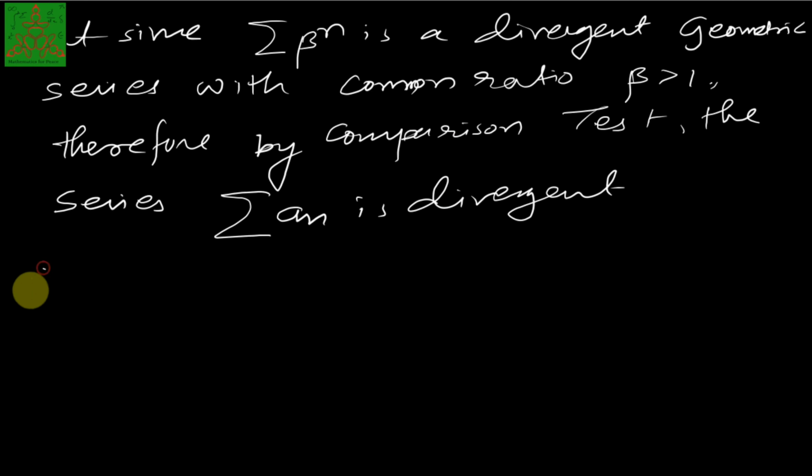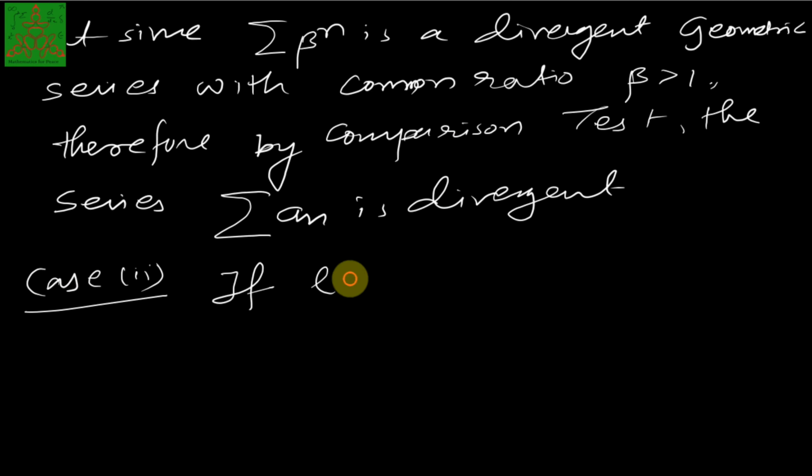Now in case 3 we'll have L equal to 1, and we'll prove that the test fails if L is equal to 1. That means I need to produce two examples: one in which the limit of a_n^(1/n) as n tends to infinity is 1 but the series is convergent, and another in which the limit of a_n^(1/n) as n tends to infinity is 1 but the series is divergent.